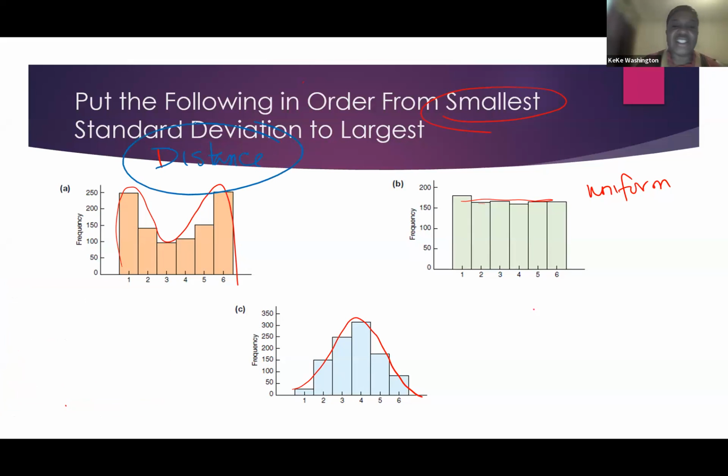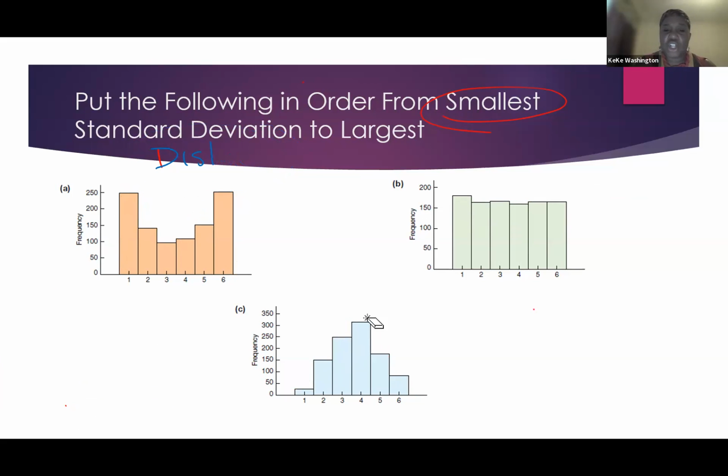Okay. Since it represents distance, if I want a small distance and standard deviation says how far are you away from the mean, if I want a small distance away from the mean, shouldn't that mean I should be close to the mean? So the distribution that has a small standard deviation will be the distribution where most of the data is close to the mean. So in that case, my answer is C.